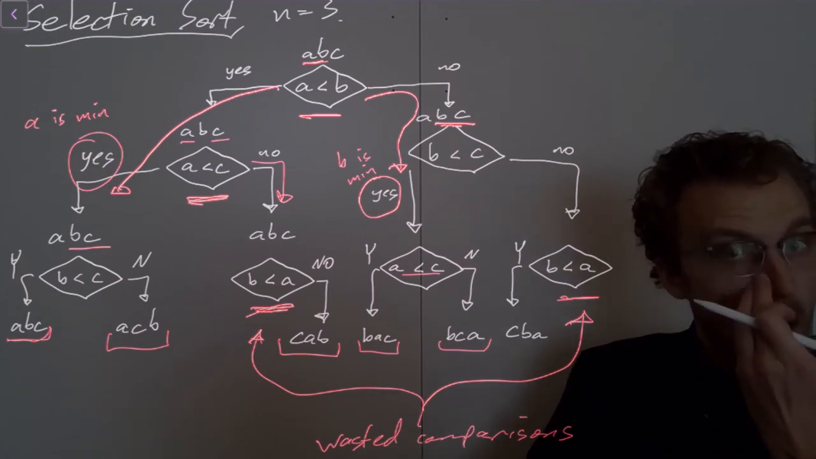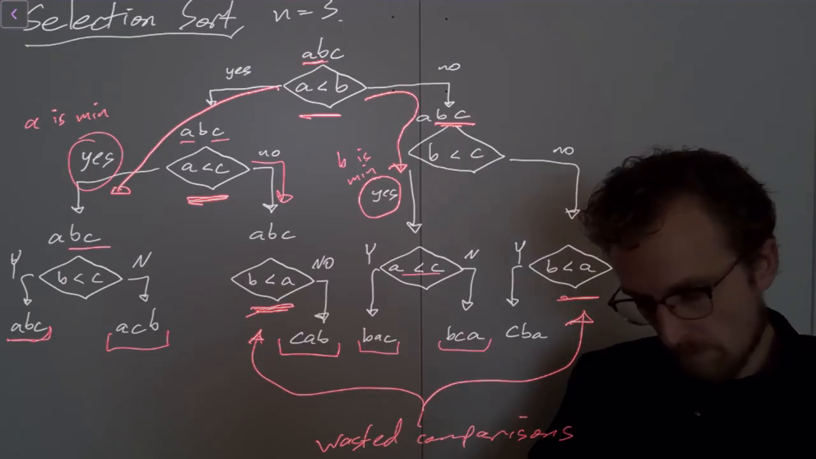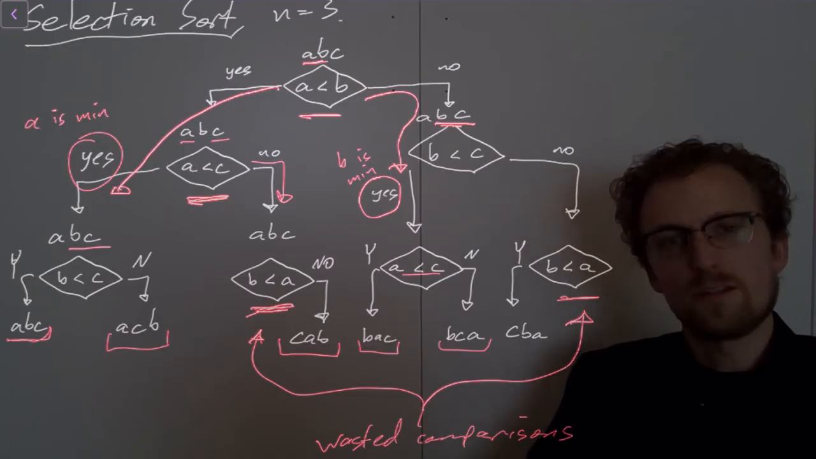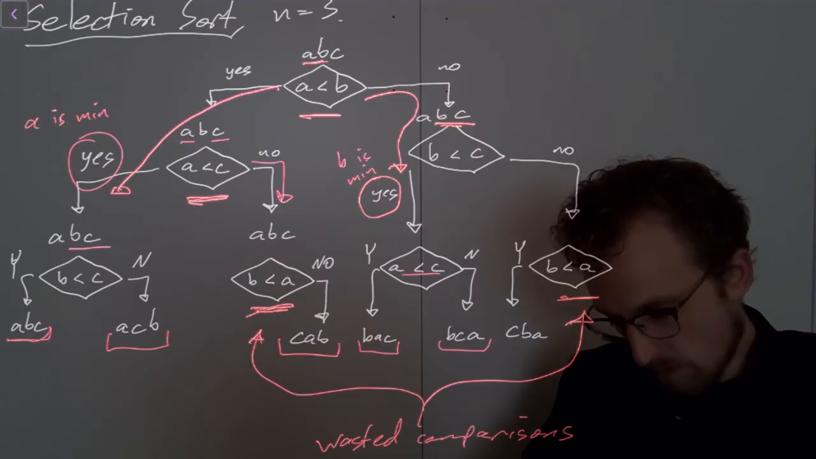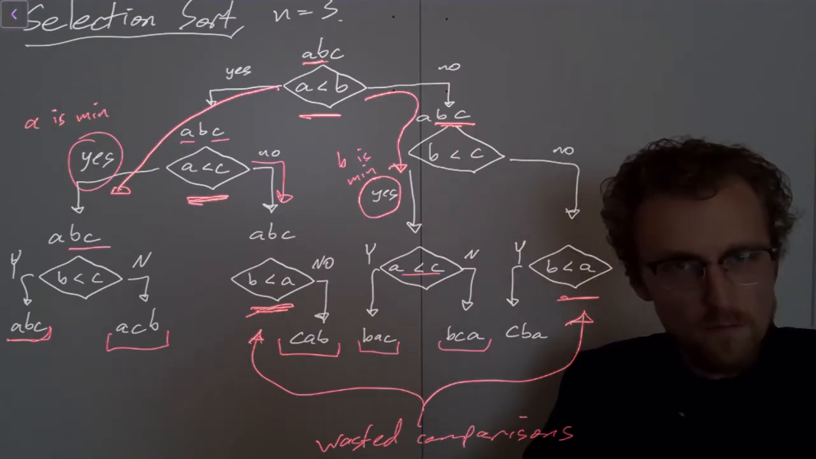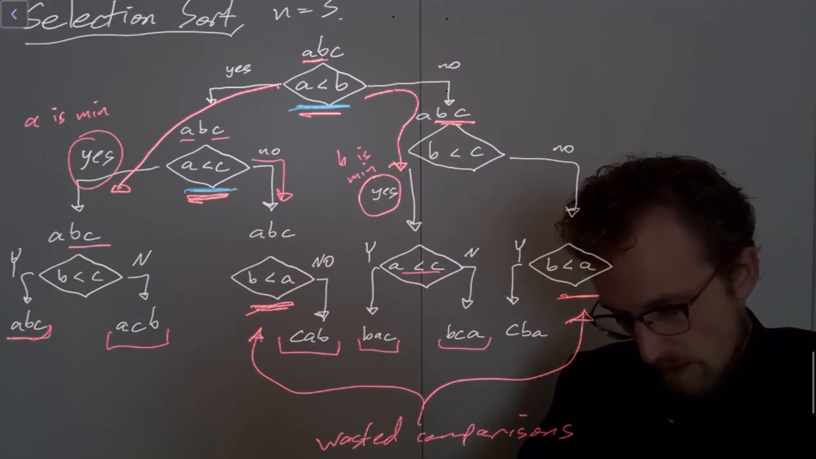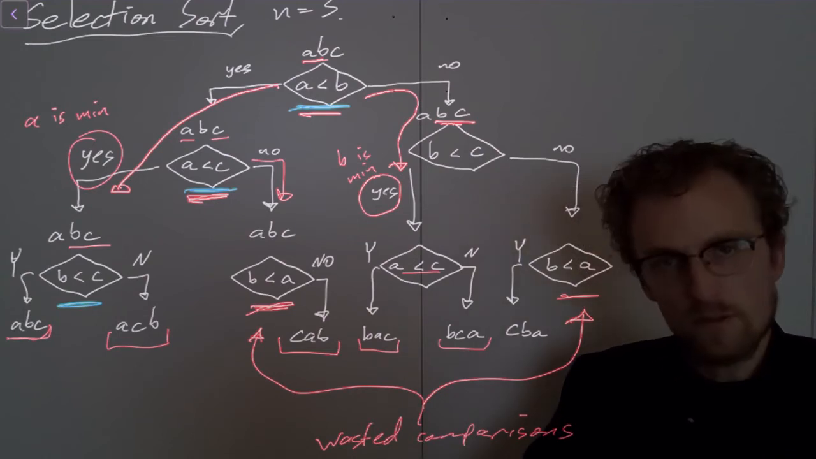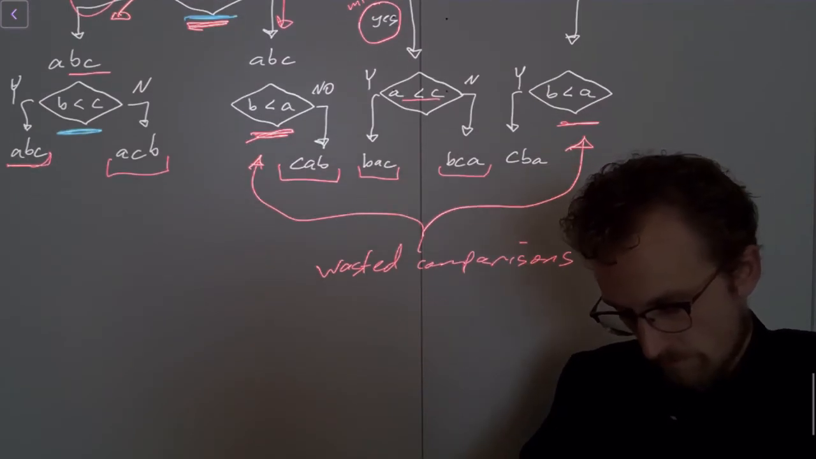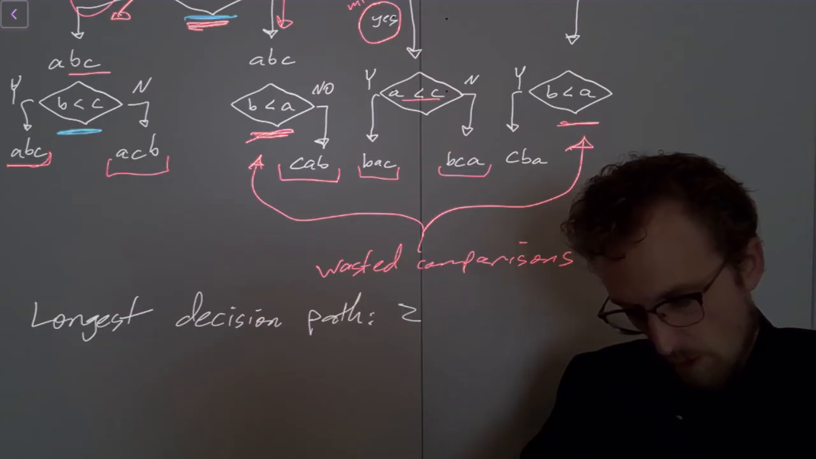So first, let's ask, how long is the longest execution path in this decision tree? Well, every execution path has three comparisons, right? And so what we see is, suppose we use selection sort to verify that the original array is sorted, then we've got a comparison here, we've got a comparison here, and we've got a comparison here. Right? So the longest decision path in this tree is 3 comparisons long.